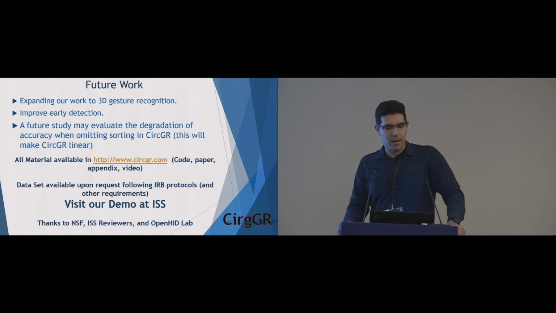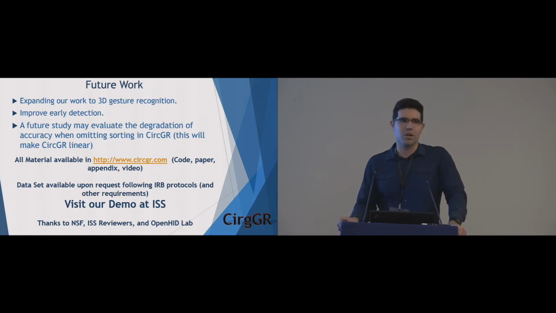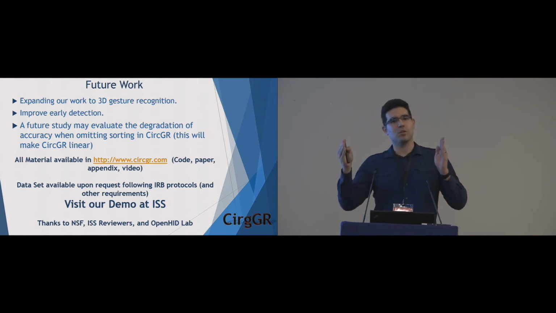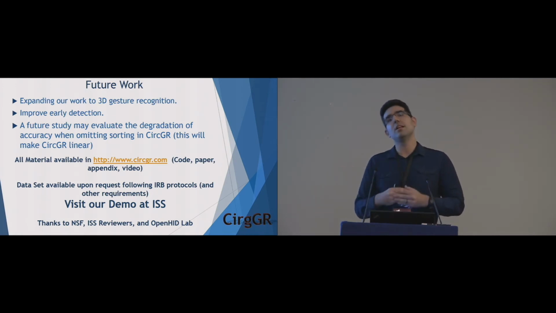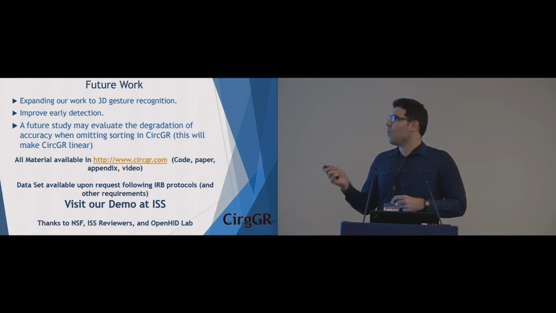Our future work would imply not only applying this algorithm to applications that involve navigation in 3D environments, but also expanding this work to a three-dimensional context, as well as improving the early detection aspects of this algorithm. A future study may evaluate the degradation of accuracy in CircGR when we omit sorting. During classification, we sort angles so that we can compare them more effectively. If we skip that step, it becomes a linear classifier instead of a linearithmic classifier. So we want to investigate what happens when we do that at an experiment level.